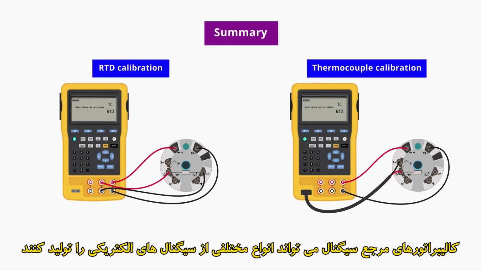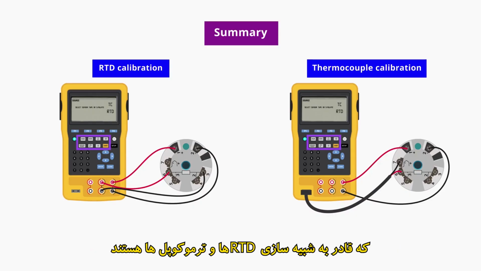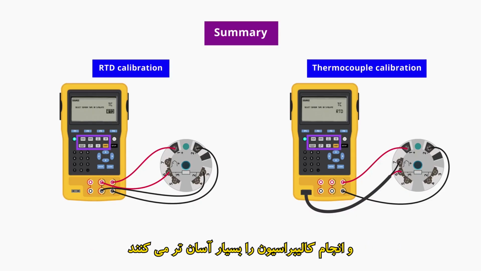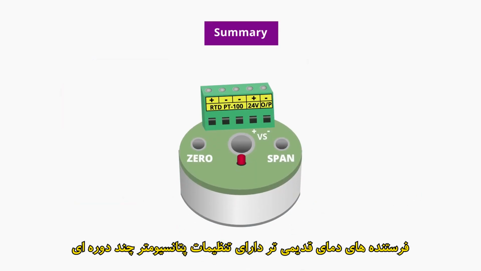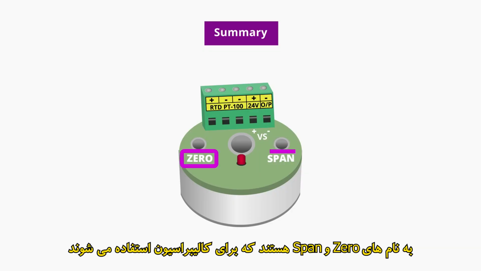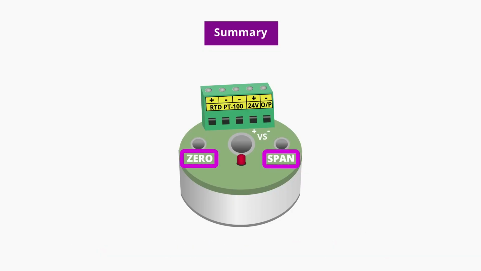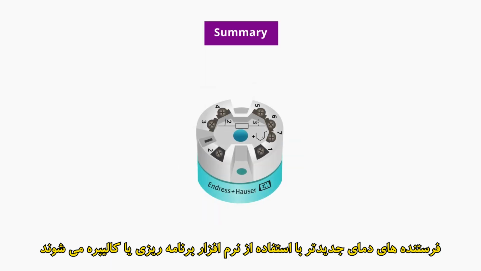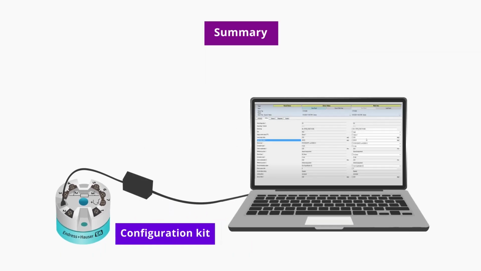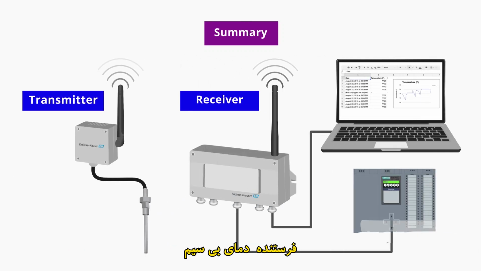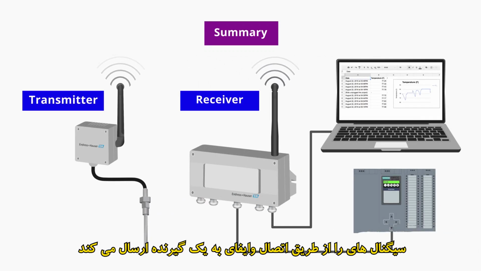Signal reference calibrators can output a variety of electrical signals that can simulate RTDs and thermocouples, making it much easier to perform calibration. Older-style temperature transmitters have multi-turn potentiometer adjustments, called zero and span, used for calibration. Newer-style temperature transmitters are programmed or calibrated using the software. A wireless temperature transmitter sends signals to a receiver via a Wi-Fi signal.